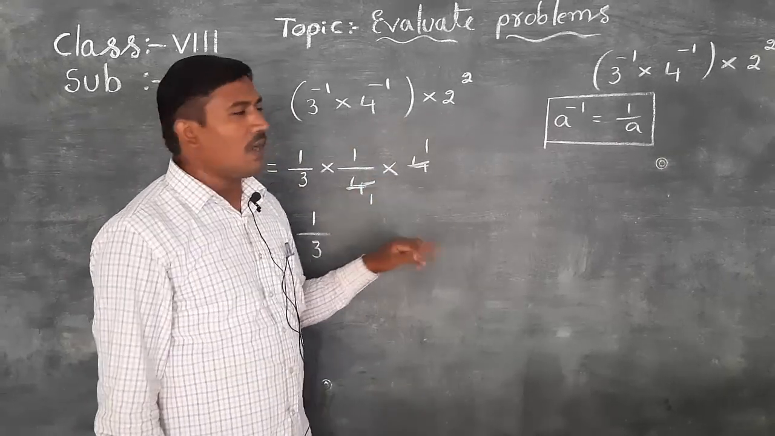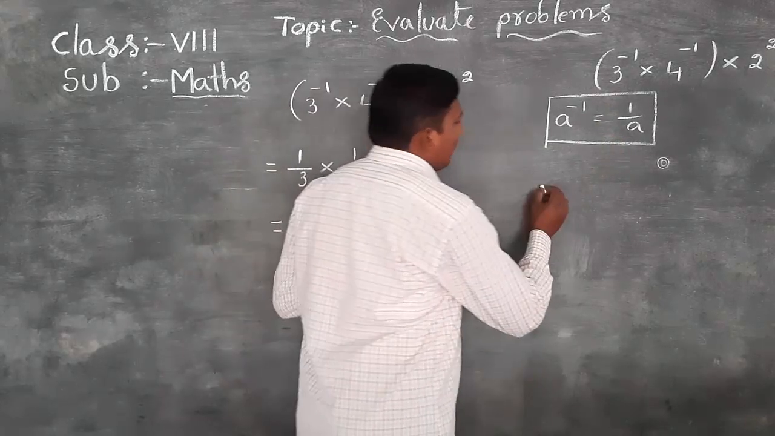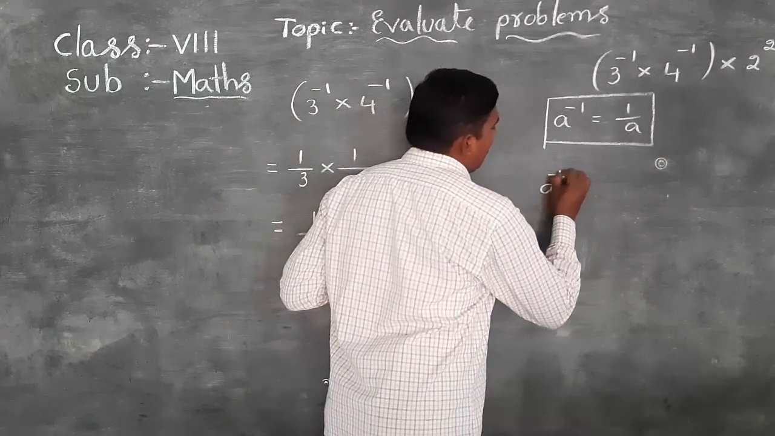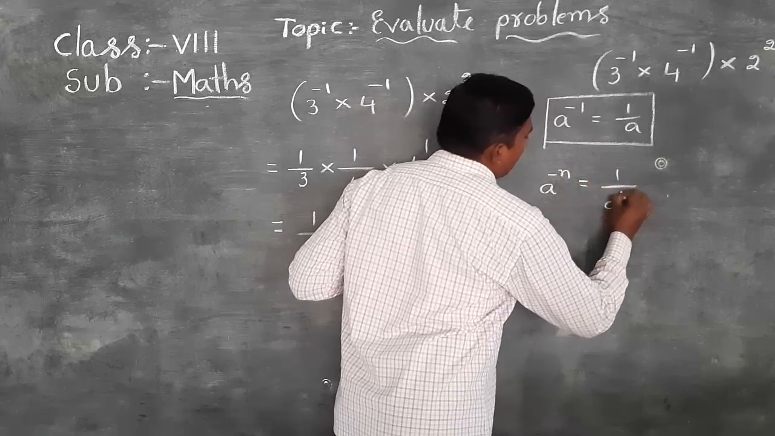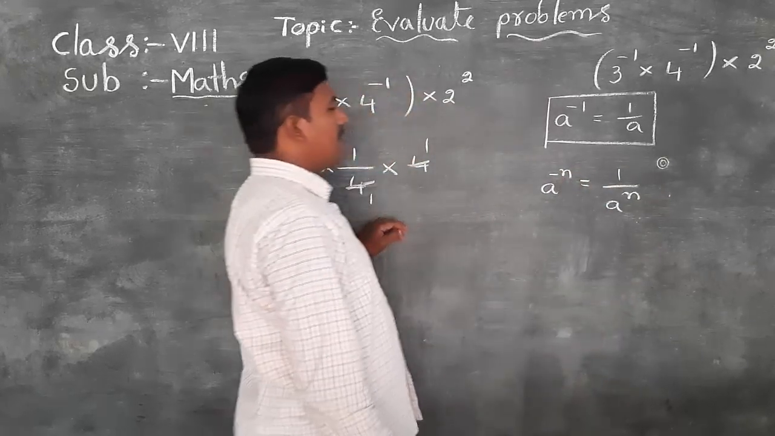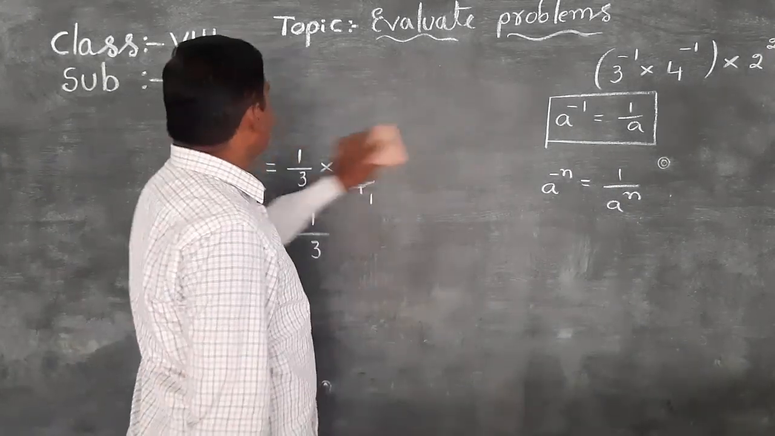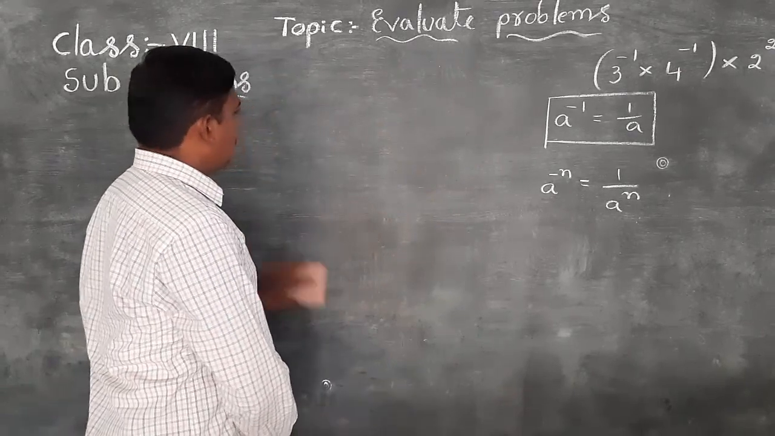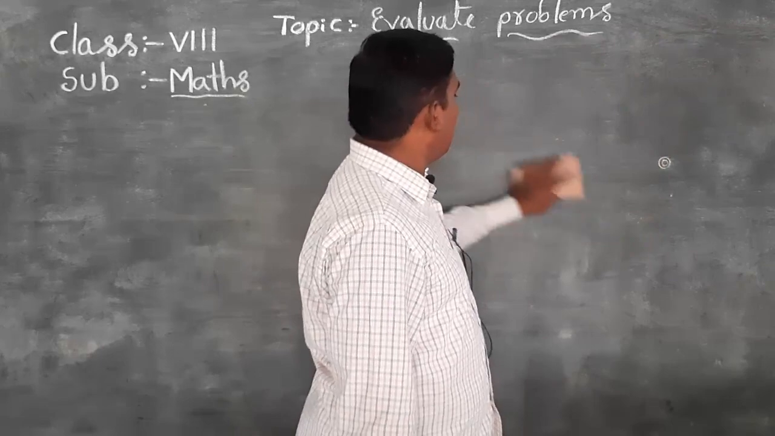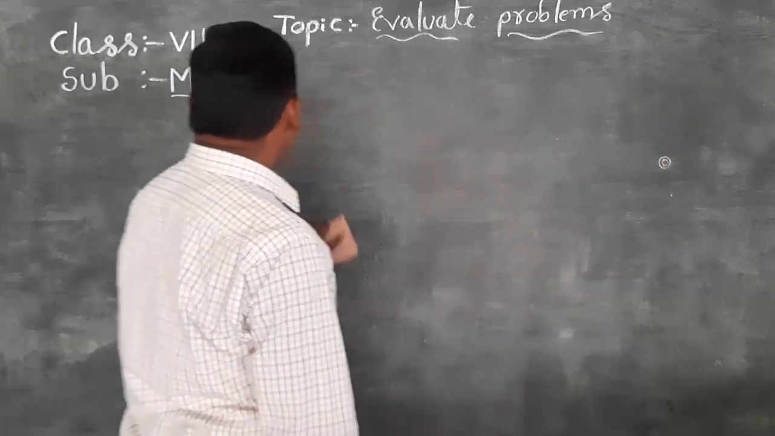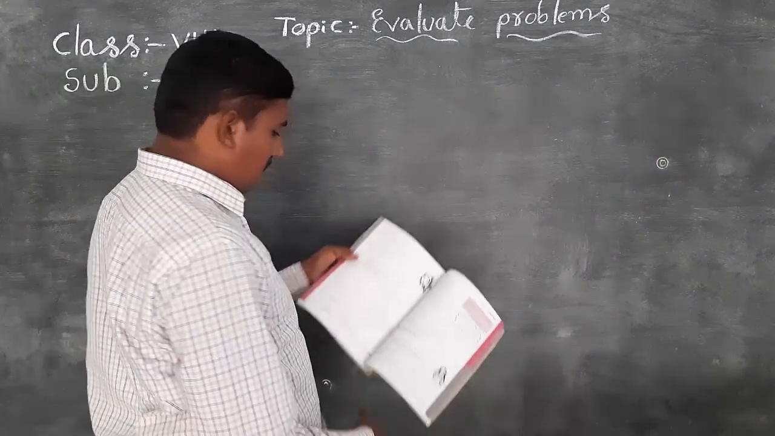We used here the formula A inverse is equal to 1 by A. Otherwise, A power minus n is equal to 1 by A power n. Using that formula. Okay. Next. Formulas are very important. Practice the formulas. All these problems are very easy.